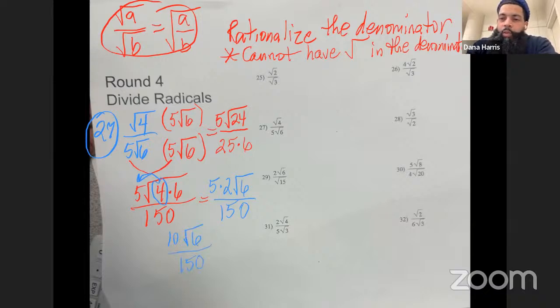And so 10 can be reduced by 10, so I'm left with the square root of 6. So if I just basically take this 10 divided by 10 and this 150 divided by 10, I get 15. So I get the square root of 6 over 15. All right. So that's the answer to number 27. Okay, so 27. Boom. All right, let's go 28.